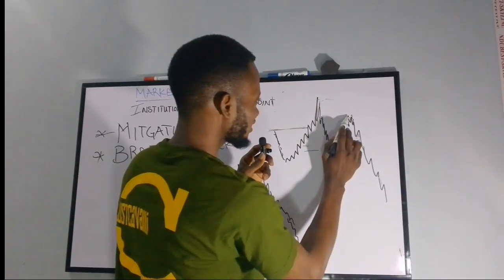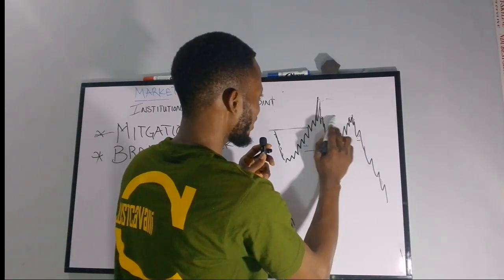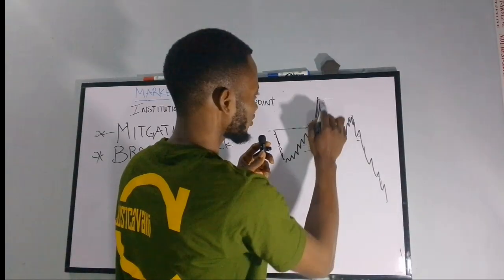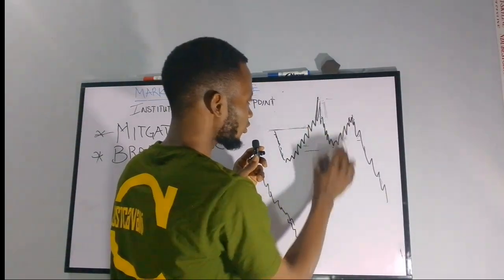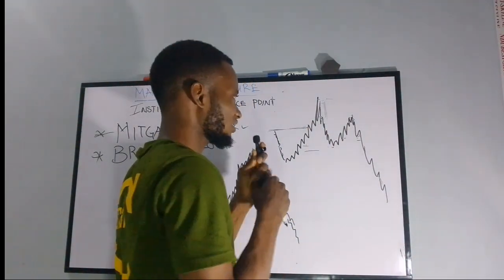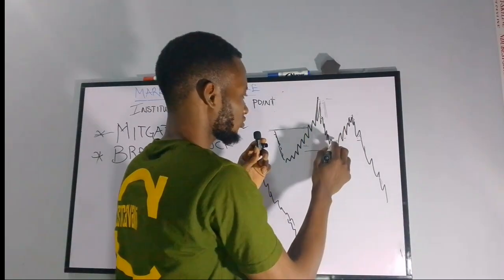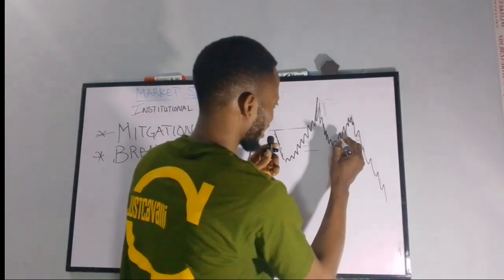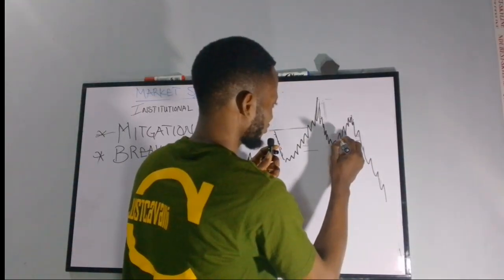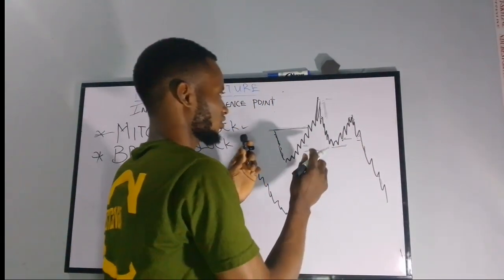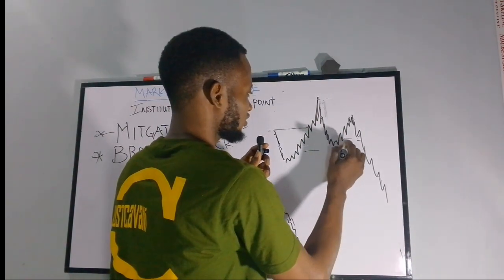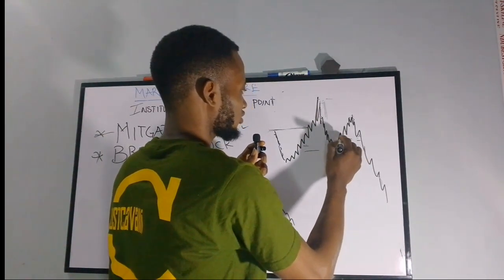Look at it. Price mitigated a fair value gap and order block around this region, and then dumped to the downside. That is a mitigation block. So the mitigation block is located around this region. Yes, the mitigation block is located around this region. This is where the mitigation block is.